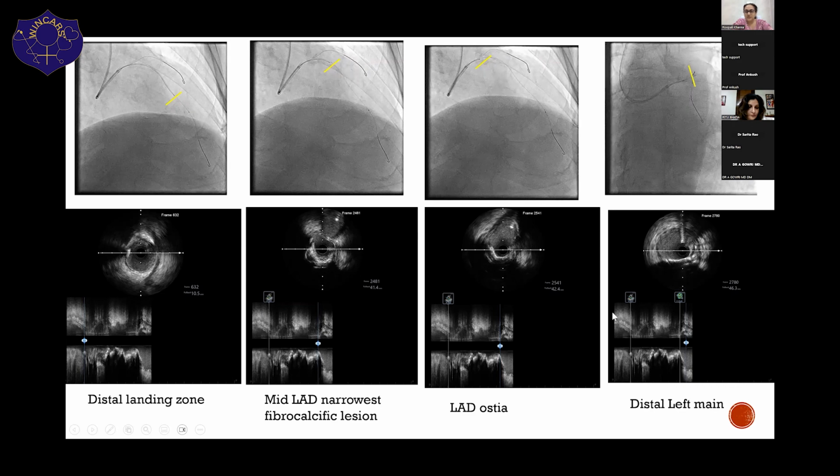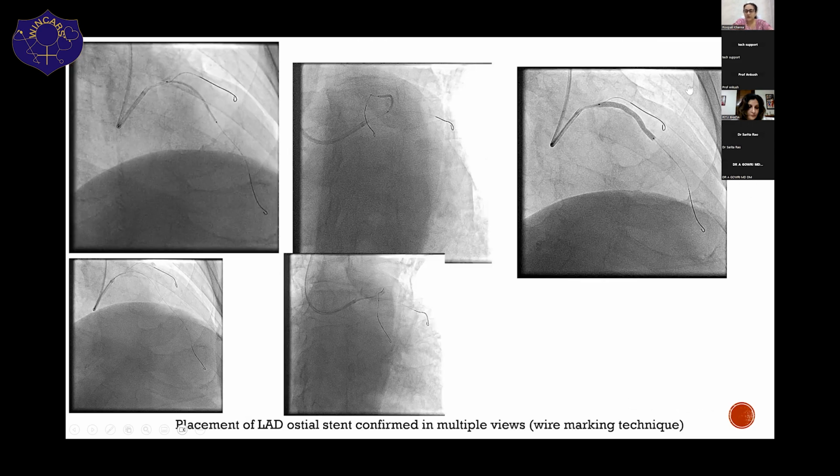And this was the distal left main, which showed that there is no significant plaque in this case. There was some calcium, but that means I was safe. I don't have to come to the left main. I will try to place the stent just at the LAD ostia. How to mark the LAD ostia? I took two views, one as RAO cranial and another as LAO caudal, to mark on my IVUS where the LCx was just entering into that part. So after this, no contrast till now.